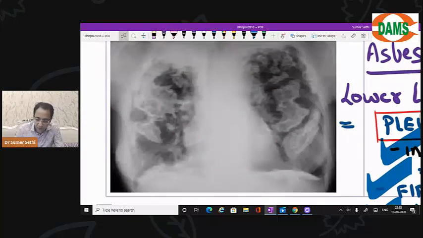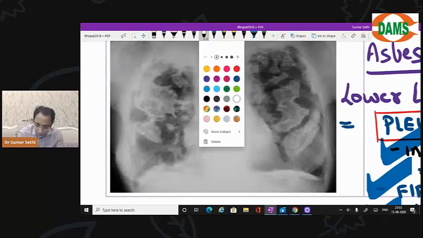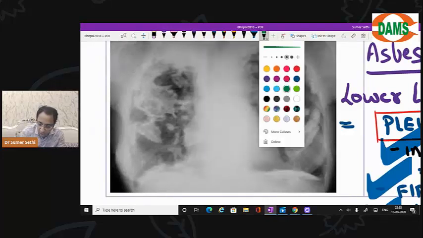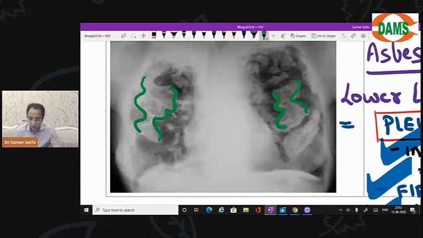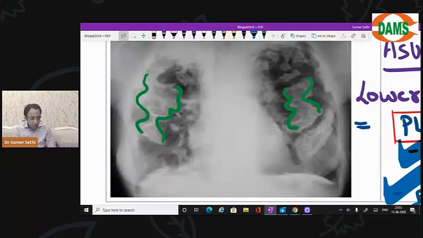Now see if you can answer. Look at this X-ray and tell me what you are able to see. In this X-ray, we are able to see calcification. Where is the calcification? Here it is, and here also. We are able to see multiple areas of calcification. Okay, clear?